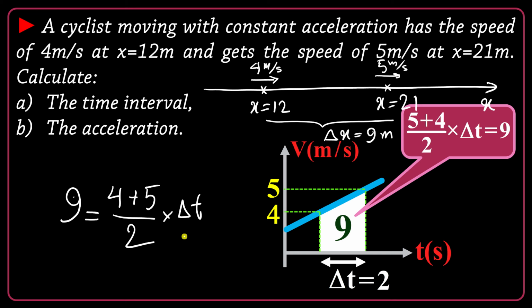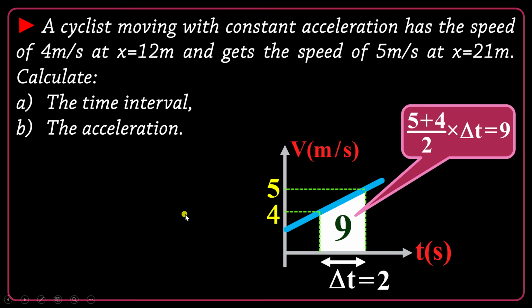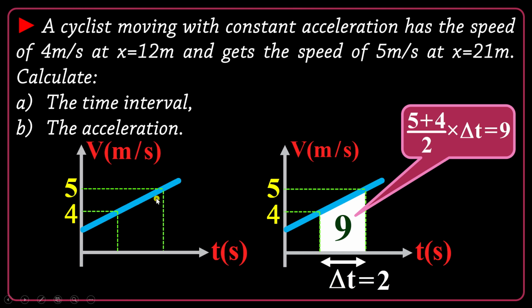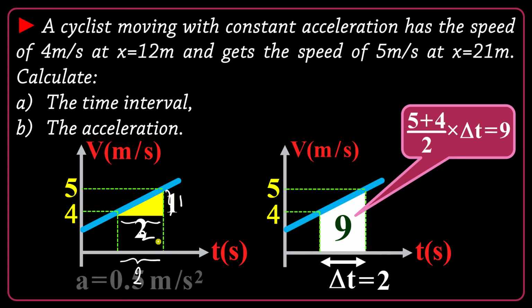Okay? How to find the acceleration is very easy. Acceleration is the slope of this graph. As I know the delta t here, which is 2 seconds now, so rise over run. Rise is 1, run is 2, 1 over 2 is a half. So acceleration here must be just a half meter per second squared.